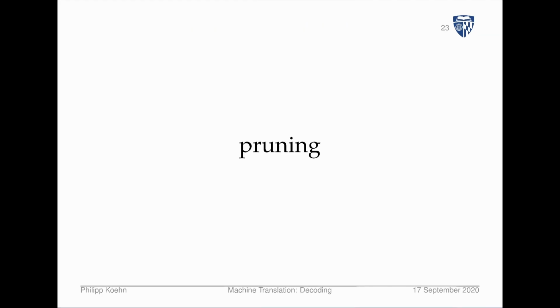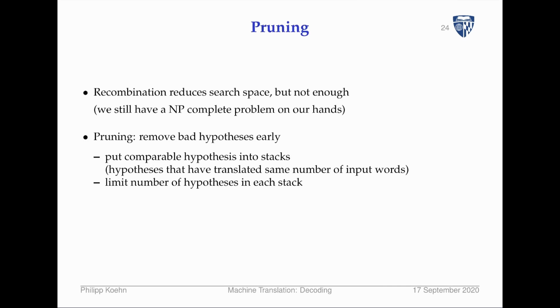Okay, so that's pretty powerful, but it's not going to get us out of the NP-completeness of the problem that we're dealing with. So we have to do something else, which is called pruning. Recombination reduces the search space, but not enough. We still have an NP-complete problem on our hands. So pruning is the idea of just removing bad hypotheses early.